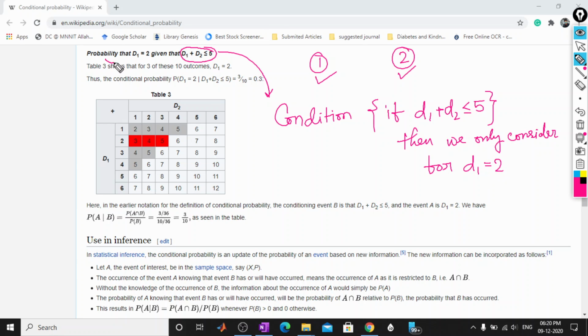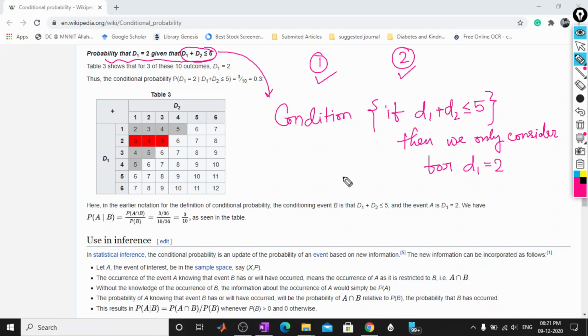These are simple things; if you read it in plain English you get it. If we are given the condition that when we throw these two dice the sum of the two values is less than or equal to 5, then we consider only this event. And in these events, we consider the points where the first die shows 2. So what will now be the probability?